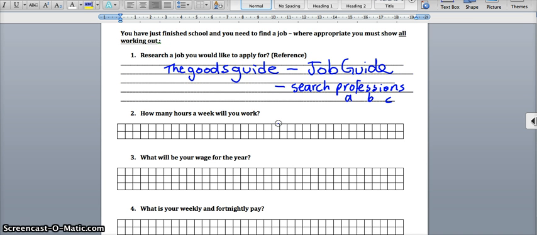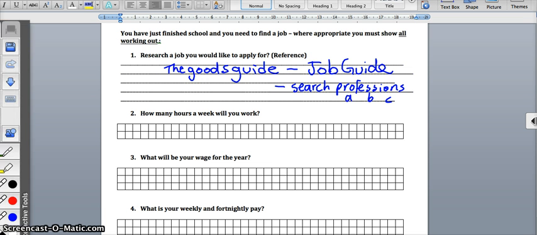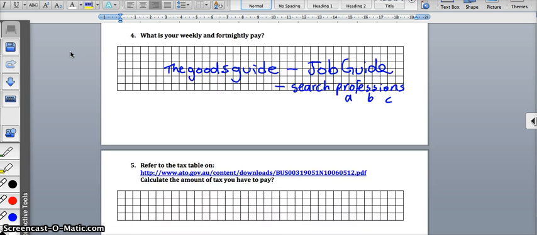Find out how many hours a week that'll be. You might not find this question in this area. You might have to Google this separately. What will be your wage for the year? What will be your weekly pay or your fortnightly pay? So you just got to divide that by how many weeks there are in a year and how many fortnights there are in a year. So that's relatively self-explanatory, I think. Nothing too difficult you wouldn't have done before.